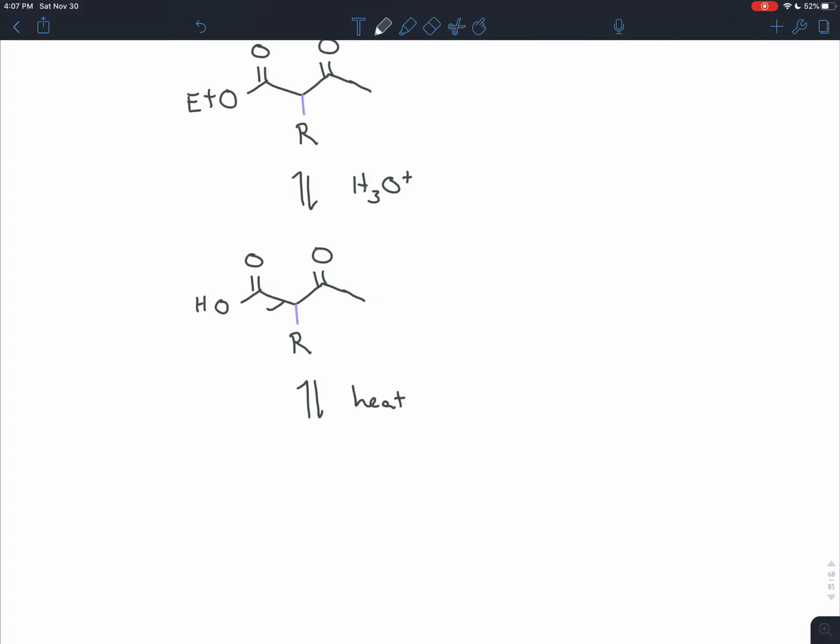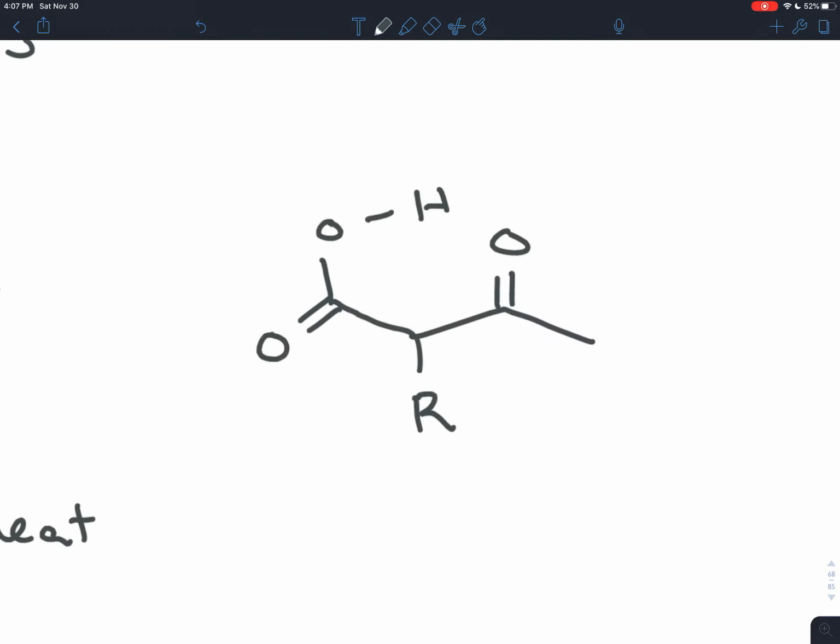This carboxyl, I'm just going to rotate this bond so the carboxylic acid is pointing up. So that's this carboxylic acid. Now we have the carbon there and our carbonyl, and we have the R group. Okay, so I drew this so that we can sort of see connections here.